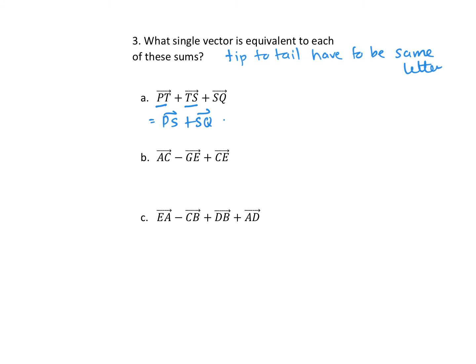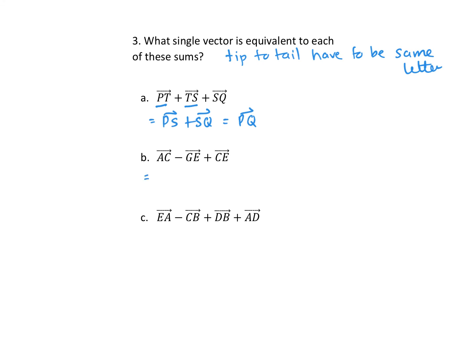And then I will do that again. So P to S, it ends in S. The next one starts in S, so I can add those together because the tip of the first one is the same as the tail of the second one. And so that would equal P to Q.